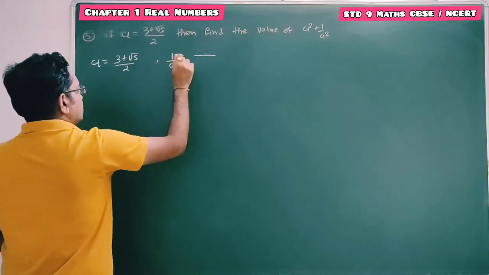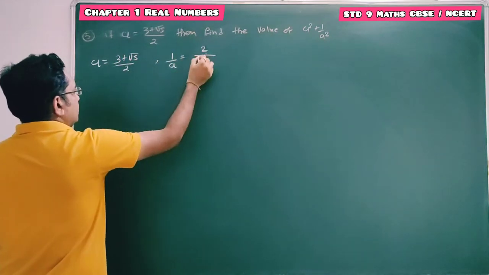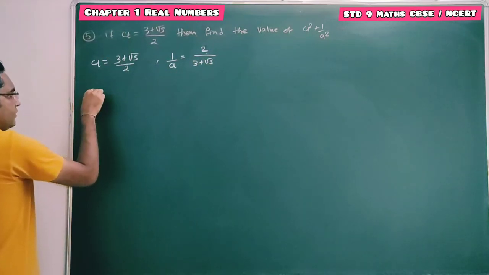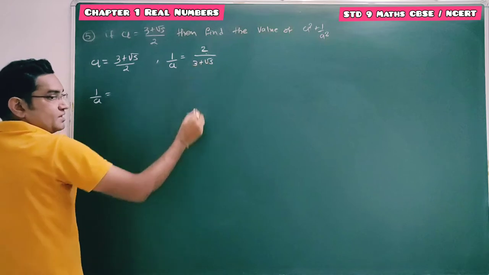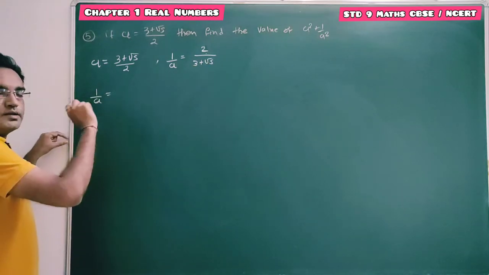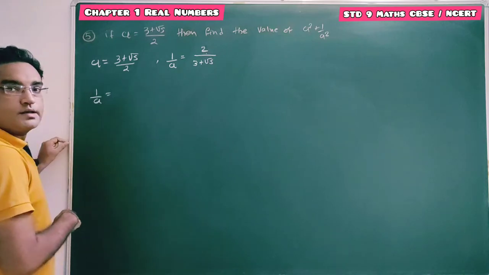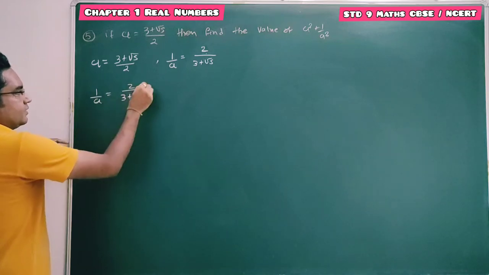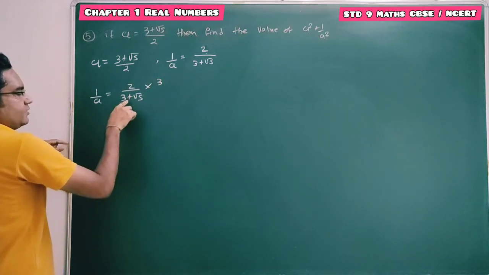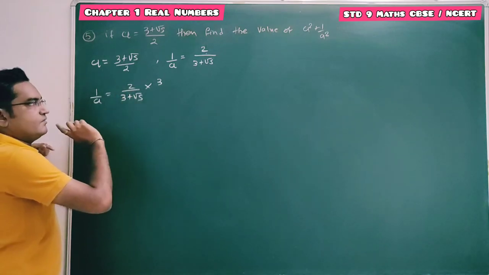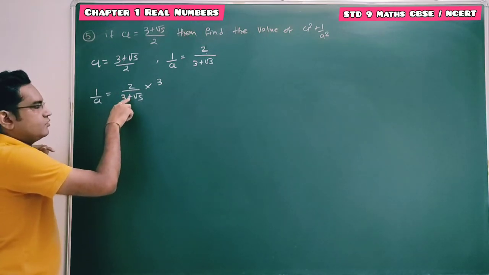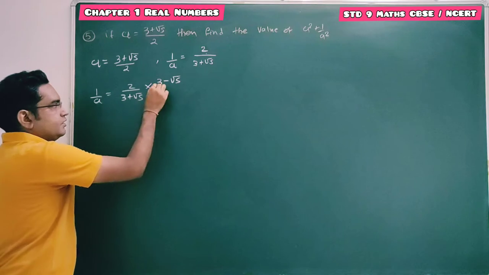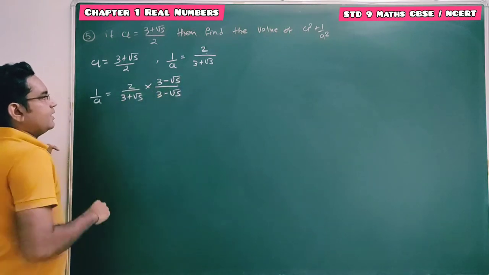This is equal to the reciprocal of this one, 2 upon 3 plus root 5. So here to find the value of 1 upon a, the denominator is an irrational number, and hence we have to perform rationalization. Multiplying this number with the rationalization factor, here the denominator is 3 plus root 5, so its rationalization factor is 3 minus root 5. Whatever sign is there, take the opposite sign, and multiply in numerator and denominator.